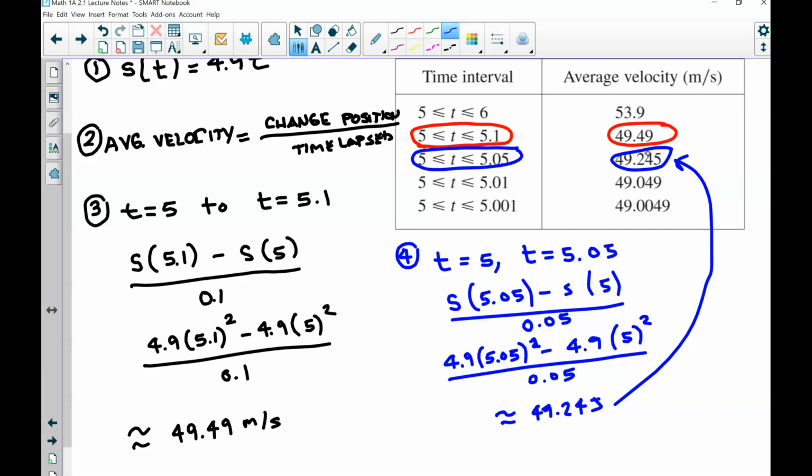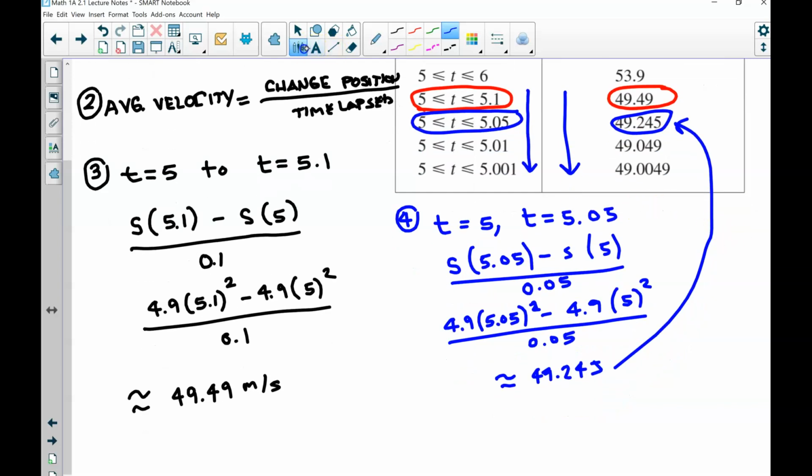Now, as you can see in the table, it appears that as we shorten the time period, the average velocity becomes closer to 49 meters per second. So as we change this interval, it gets closer and closer to 49 meters per second. We would say that the instantaneous velocity when t is equal to 5 is defined by the limiting value of these average velocities over shorter and shorter periods of time that start at t equals 5. Thus, the instantaneous velocity after 5 seconds is 49 meters per second.